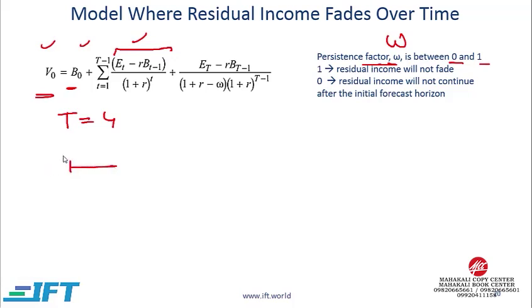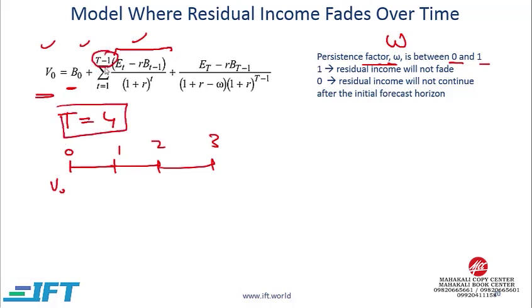So we are saying this is time 0, and we are going to find the value at time 0. This is time 1, 2, and 3. Notice that if T is equal to 4, then over here we go till T minus 1, and you will understand why. For the end of period 1, what do you do here? You find the residual income for period 1 and discount it back. Then you find residual income for period 2 and discount back. Then you find residual income for period 3 and discount back.